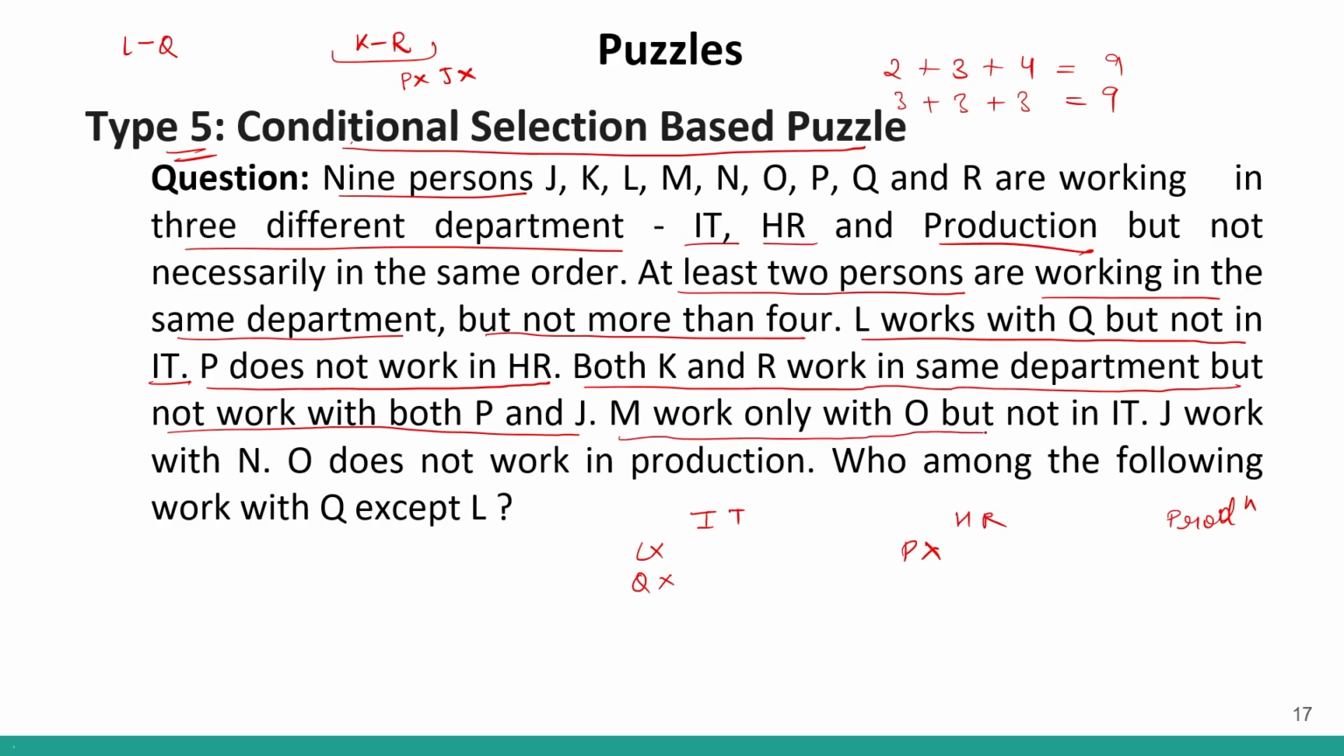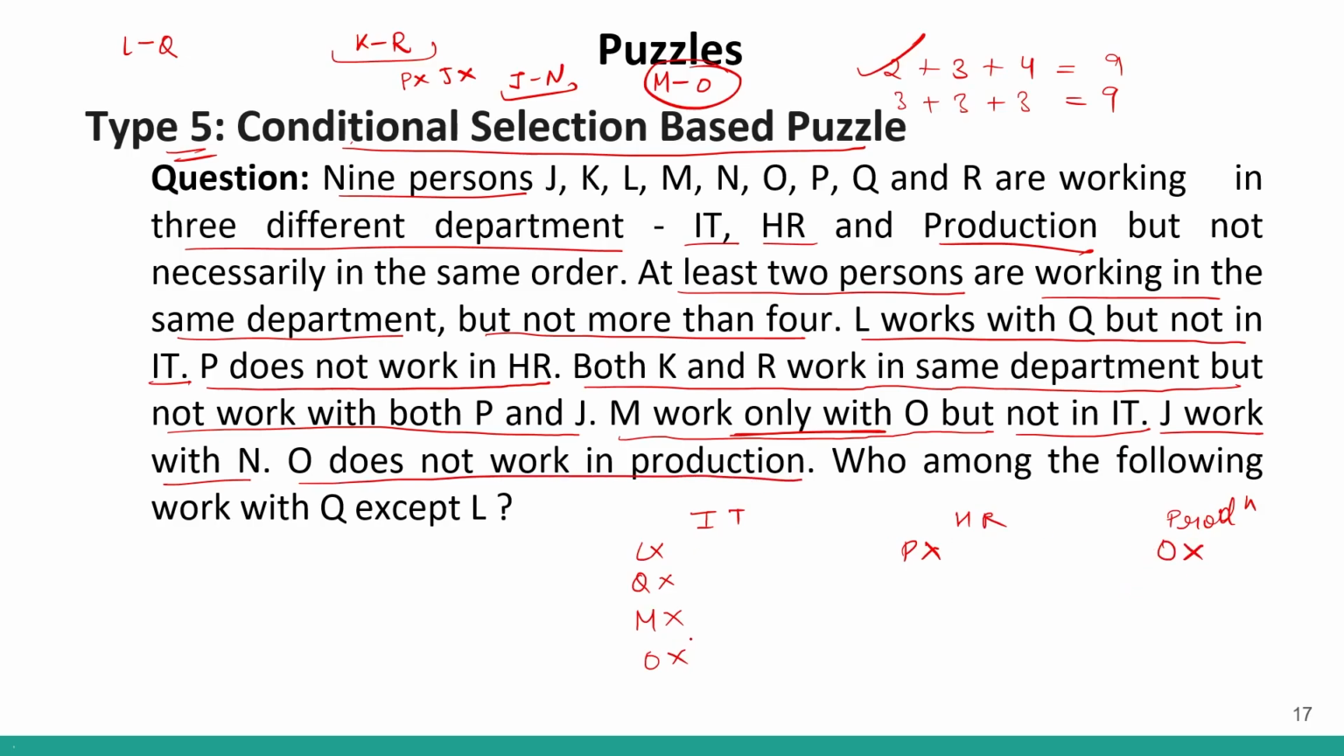M works only with O. So M and O are together in one department. So we will have this possibility 2 plus 3 plus 4, because M works only with O. It does not work with any of the other person. But not in IT, so IT cannot have M, IT cannot have O. And we know for sure that M and O work together and nobody else works with them. Okay. J works with N. Another pair we got, that J works with N. Okay. O does not work in production.